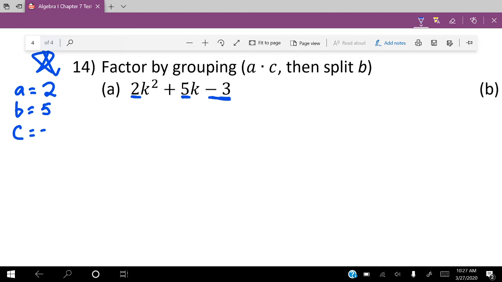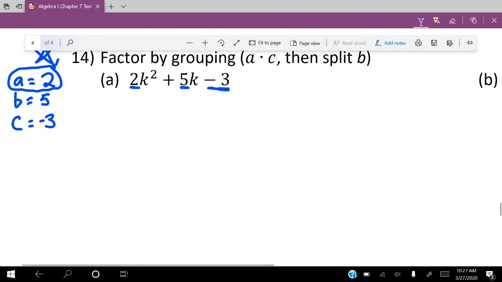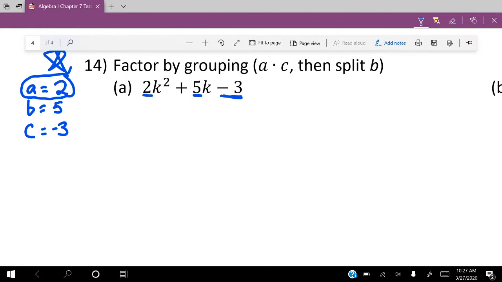Now, the reason I think it's really important to point this out is that A is not 1. When A is 1, factoring is really simple. When A is not 1, it's very, very important that we do it correctly. So we're going to go ahead now, and we're going to do what they suggest, which is factor by grouping. Take A, multiply it by C. So we're going to go ahead and do that.